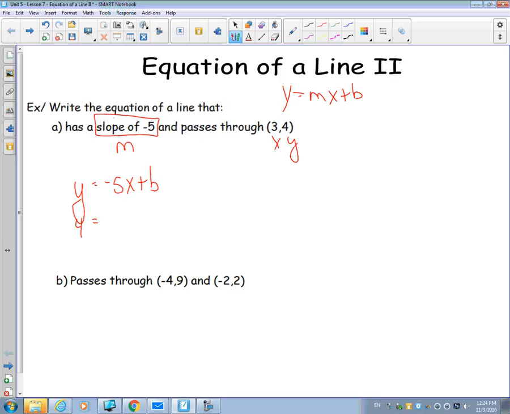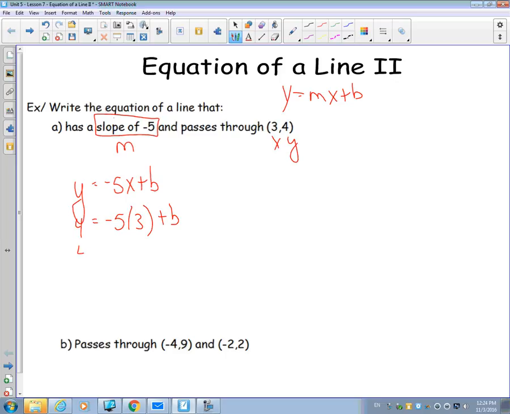We substitute those values in for the x and the y, make sure they're on the right sides. We can pretty quickly solve for that b by doing some pretty basic algebra. Okay, so expand your brackets, rearrange it, and b is 19. So the equation of our line is y equals -5x plus 19.